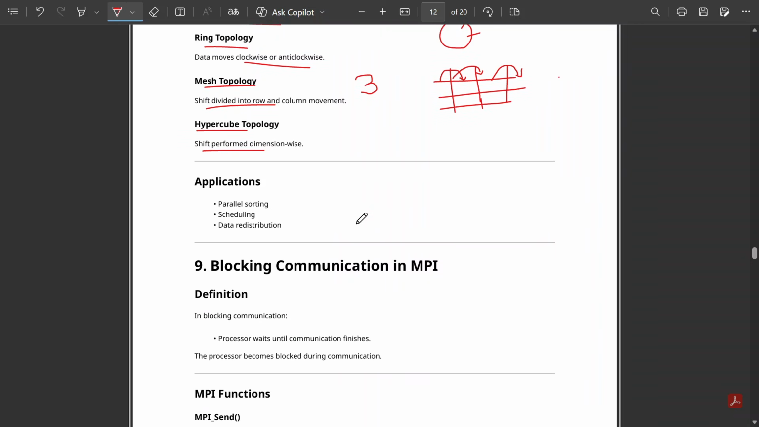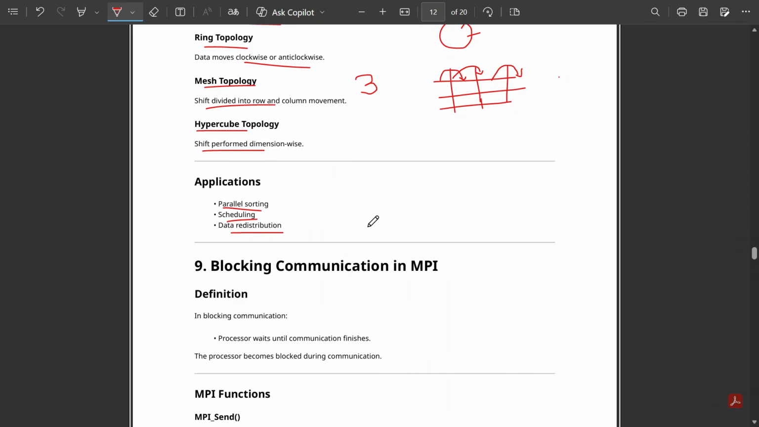Next, moving on to the applications, we have parallel sorting, scheduling and data distribution in cases of circular shift. We have completed this part. Moving to the next topic, we have blocking communication in MPI.